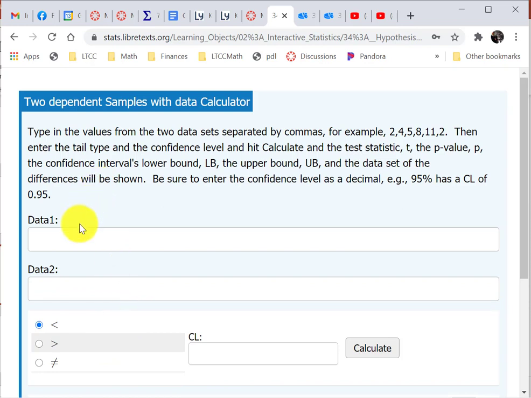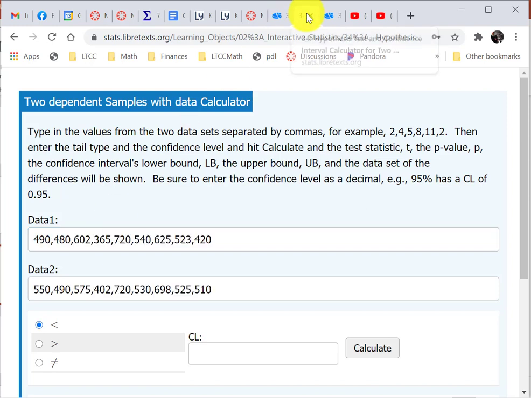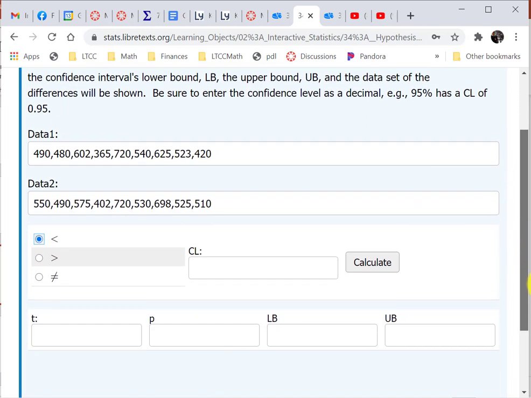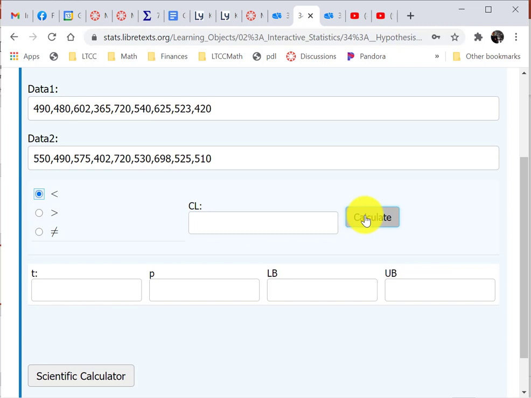and it asks us to put in the data separated by commas. So I do that. So here's my list of the first data set separated by commas, and here's my list of the second data set separated by commas. And we wanted to set our alternative hypothesis to be that mu sub d was less than 0. So we click on less than. We're doing a hypothesis test, so I don't care about the CL, confidence level. And I just hit calculate.